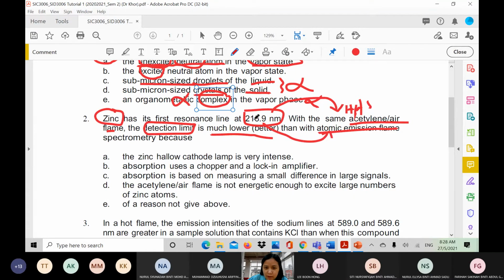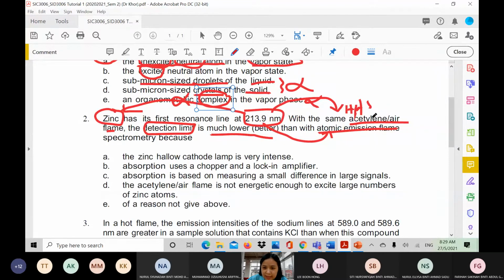So what is the difference? Why do both techniques, AAS and AES, have the same characteristic wavelength? Should they have the same characteristic wavelength for zinc? Yes, it should be, because this characteristic wavelength represents the identity of zinc. Other characteristic wavelengths represent other elements, right? So how do we differentiate between them?